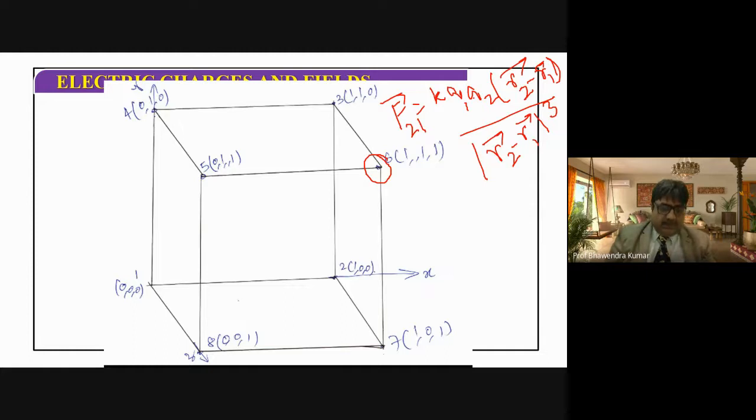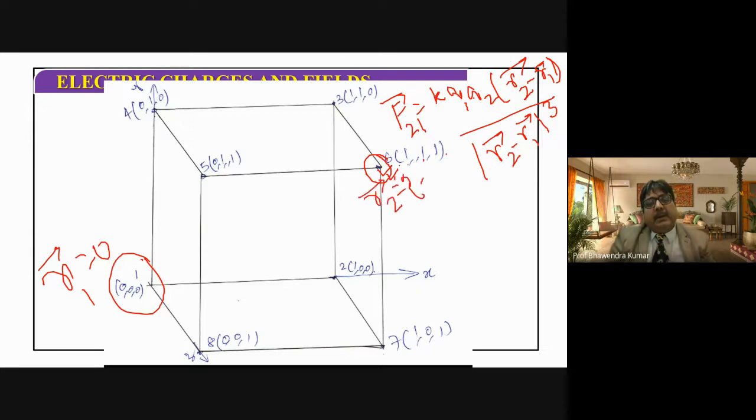Now you can start. So for all the forces, R2 is going to be I plus J plus K, because I am considering the force at the corner number 6. Is that clear? So force due to charge number 1, for that R1 will be what? 0. And force between charge number 1 and 6, R2 will be what? I plus J plus K. Do you understand it? How to proceed?